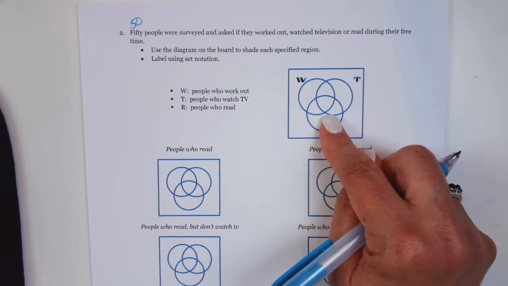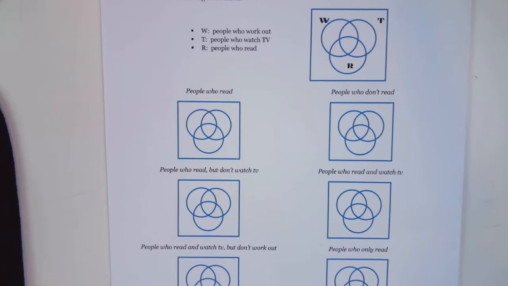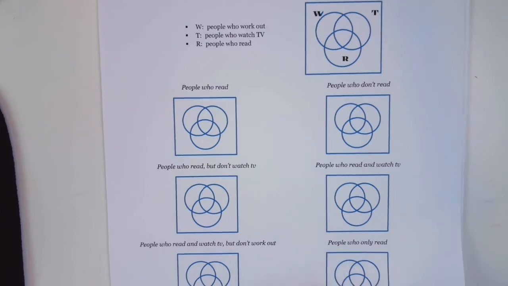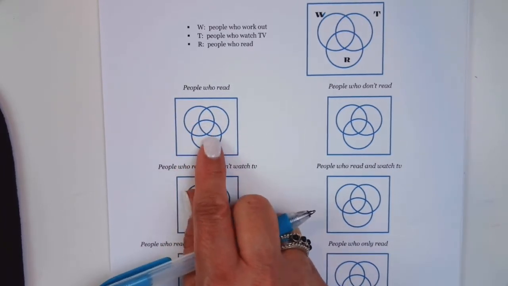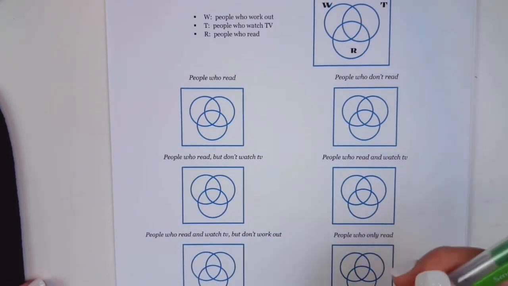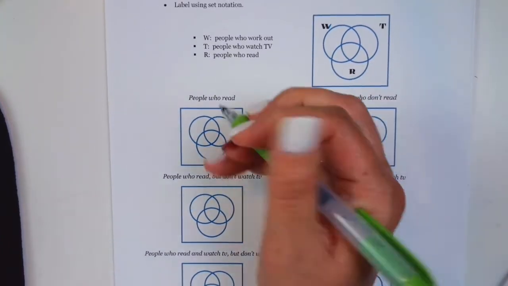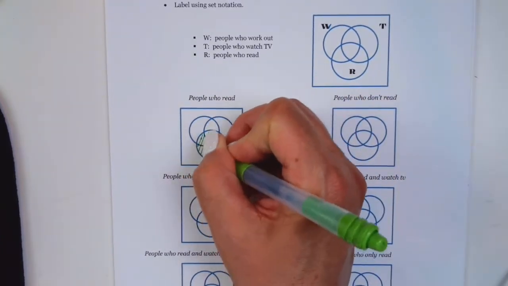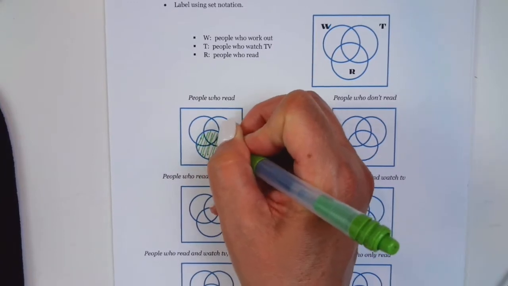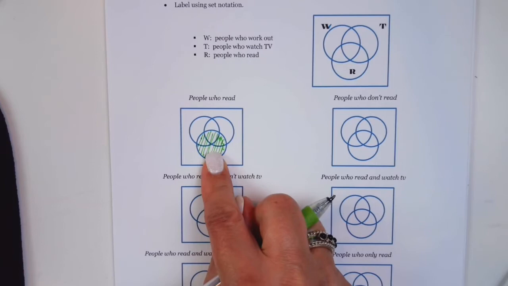So our first one is people who read. So we need to shade here all the people that read. Well, that's the circle R. So these are all the people who read.